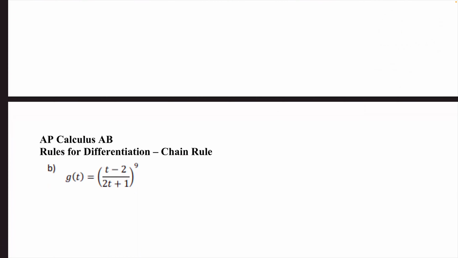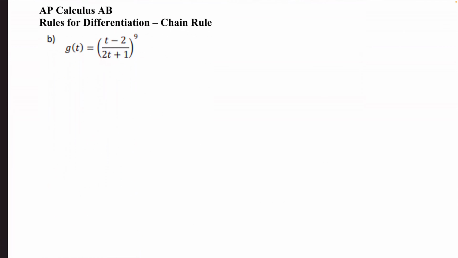5b. Okay, so we got t's instead of x's. So which rule or rules, besides the power rule, obviously, are we going to need to use here? Might be chain rule. Chain rule, because we have something to a power, and quotient, because it's division, right? Yeah. Perfect. Okay, so let's set it up. There's no square roots, so we don't need to rewrite it.